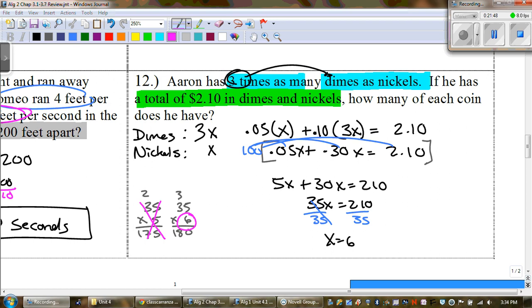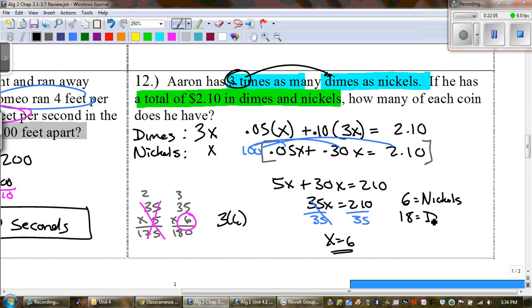Now, I want to know how many of each coin I have. So right now, I know that we have 6 nickels because that's what x was. And then you just have to do 3 times 6, and that is 18. And that equals how many dimes we have.